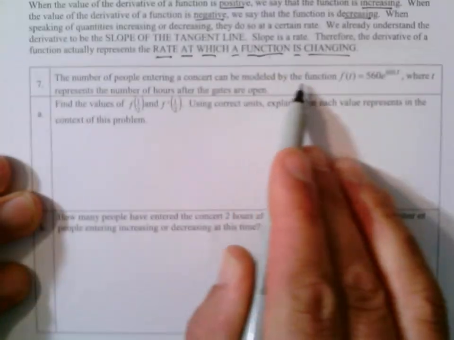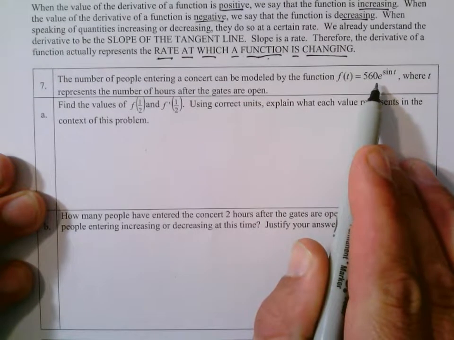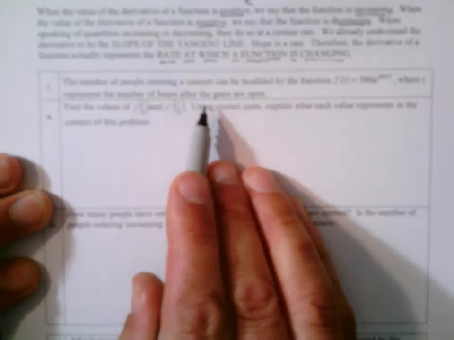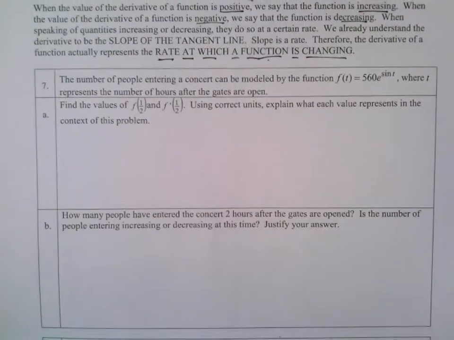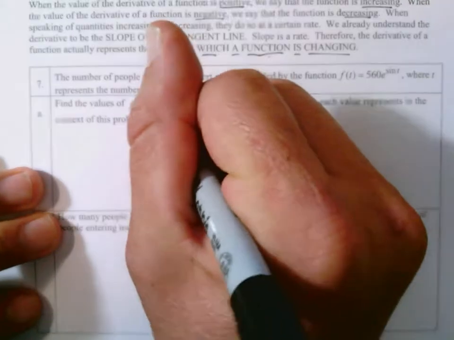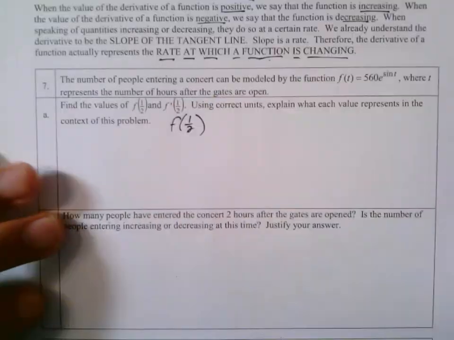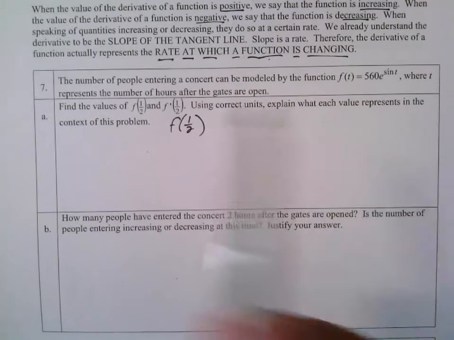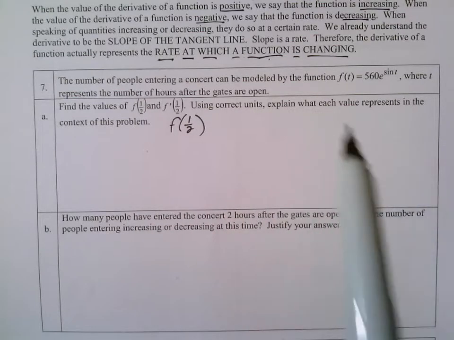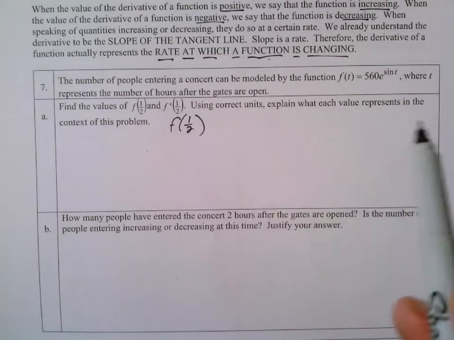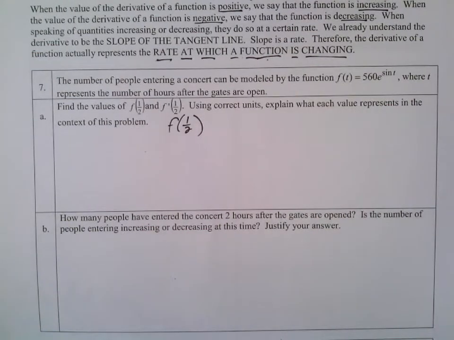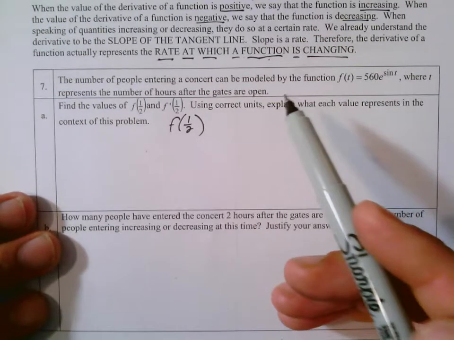The number of people entering a concert can be modeled by this equation: f of t equals 560 e to the sine of t, where t represents the number of hours since the gates opened. Find the value of f of 1/2. So f of 1/2. This function f models the number of people attending a concert. Remember, t is the number of hours, so when t is 1/2, that's a half hour.